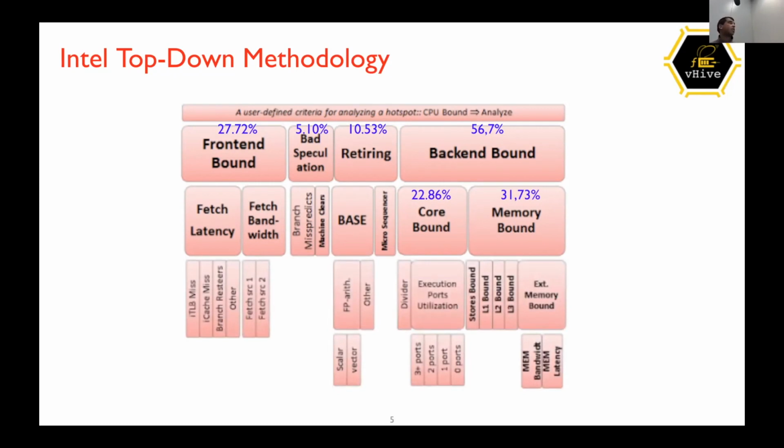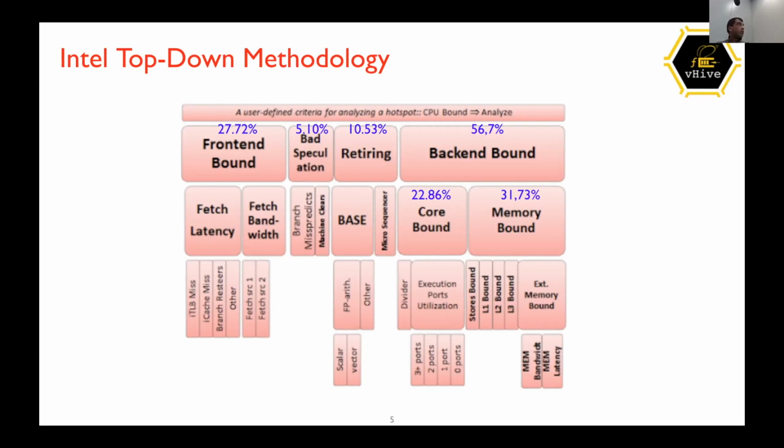So there are a few of these categories, and I would like to tell you about some of them. Here we have fetch latency, which tells you that if you have a high percentage there, there is some overhead in instruction fetching. Fetch bandwidth means that there is some overhead in instruction decoding. Then, if we talk about bad speculation, we can have either bad branch prediction, meaning the branch predictor is not performing well, or bad data speculation. In both cases, the instruction will not be retired, right?